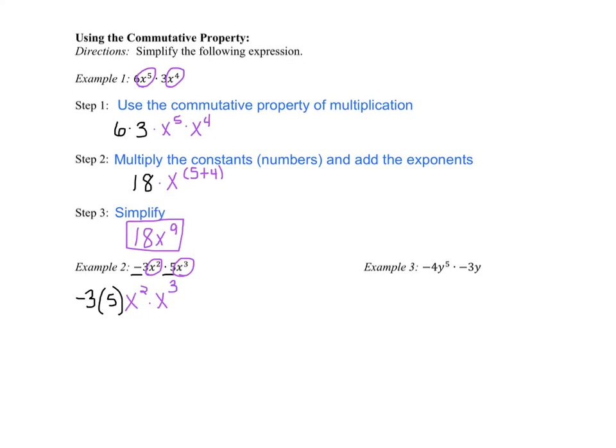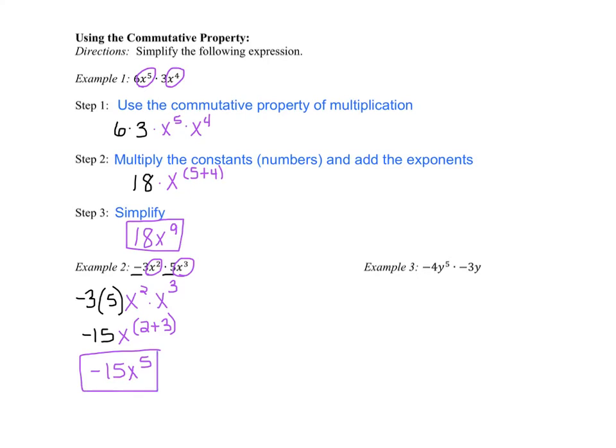Next, you want to multiply your constants. Negative 3 times 5 is negative 15. And then add our exponents. So we have x, and then 2 plus 3. Therefore, our final answer is negative 15x, and 2 plus 3 is 5. So negative 15x to the 5th power.